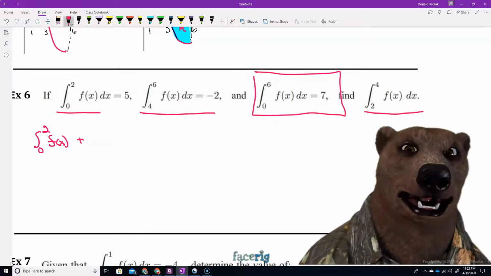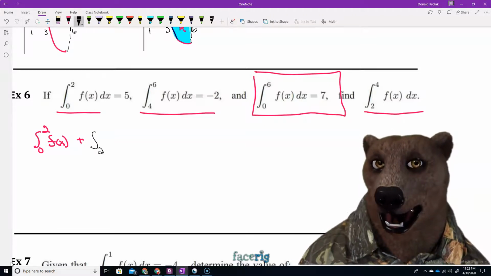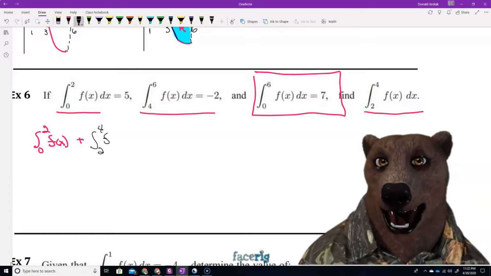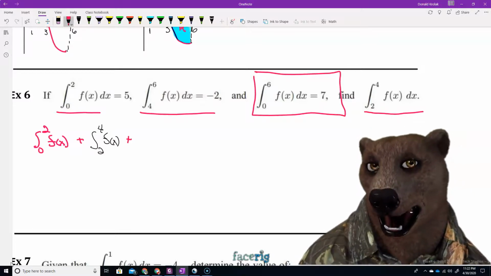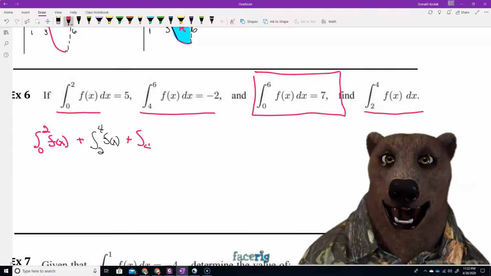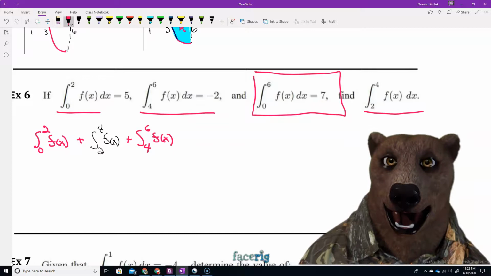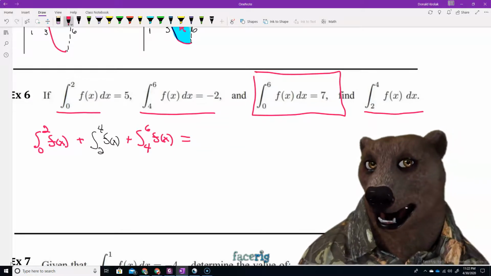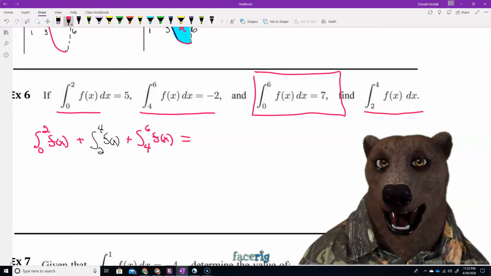Then the interval that I'm looking for, this one starts at 2, is 2 to 4. That's the one that we want. Then my next interval would start at 4 and go to 6, which I know. And then this would be the same as starting at 0 and going all the way to 6.